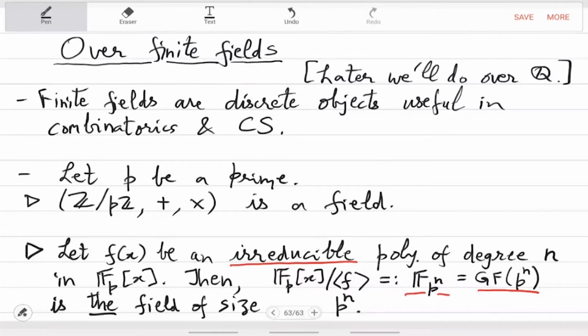So there is only one field of this size. So for every prime power there is a unique field, and vice versa. So every finite field is of size prime power. Okay, so this is a nice characterization that you have shown. And so we will usually denote prime powers by q.